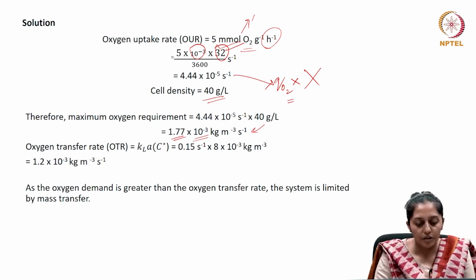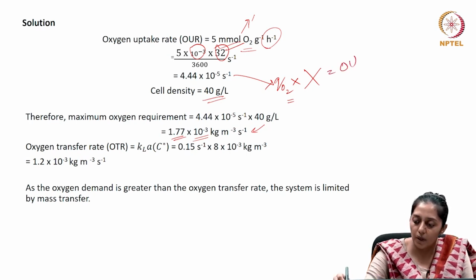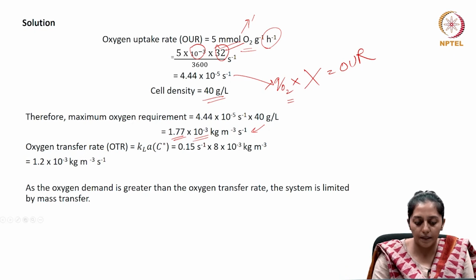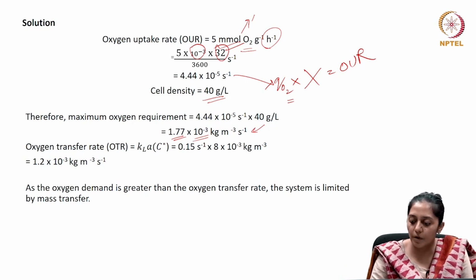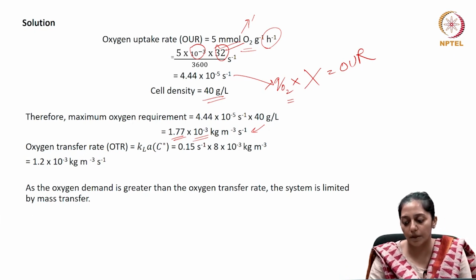Okay. So this was OUR. Now, we need to find OTR. Maximum oxygen transfer rate can be what?